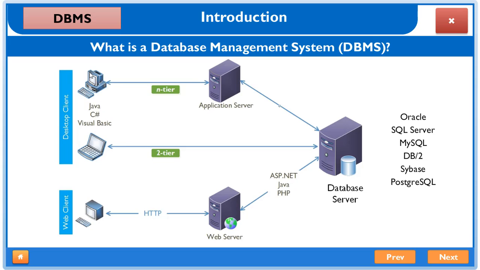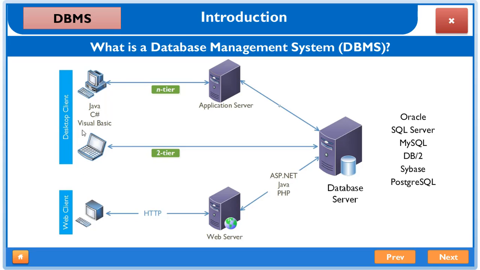The desktop client may be a part of a n-tier or 3-tier architecture which talks with an application server, and the application server talks with the database. So the application server stays in the middle tier, which helps us to fetch data from the database, and that data is returned to the client.